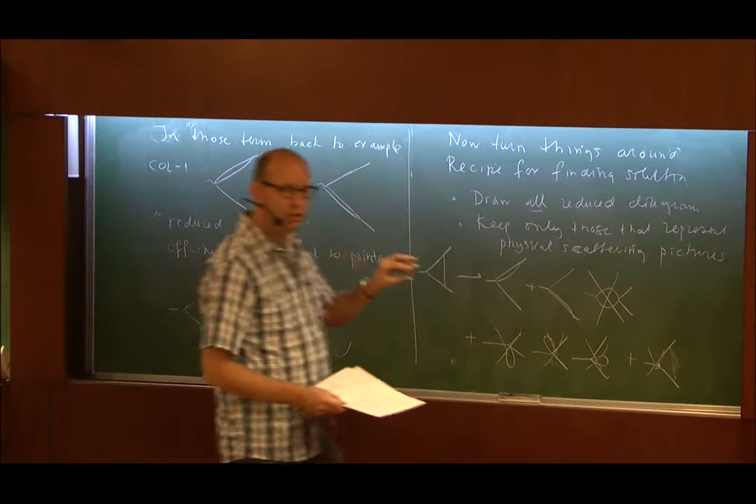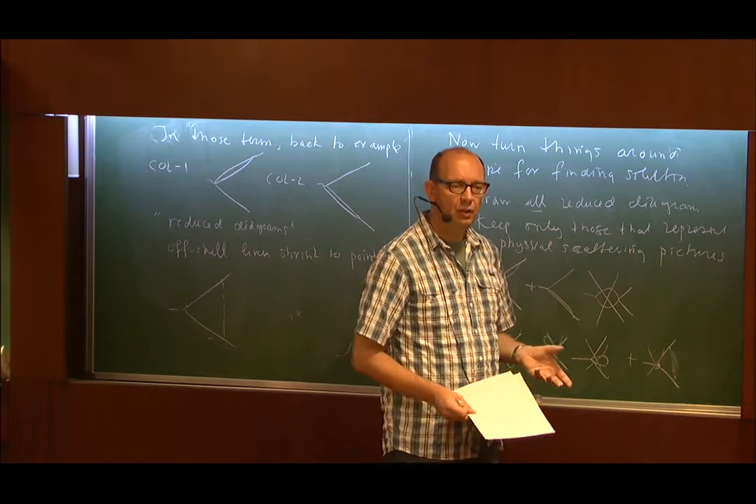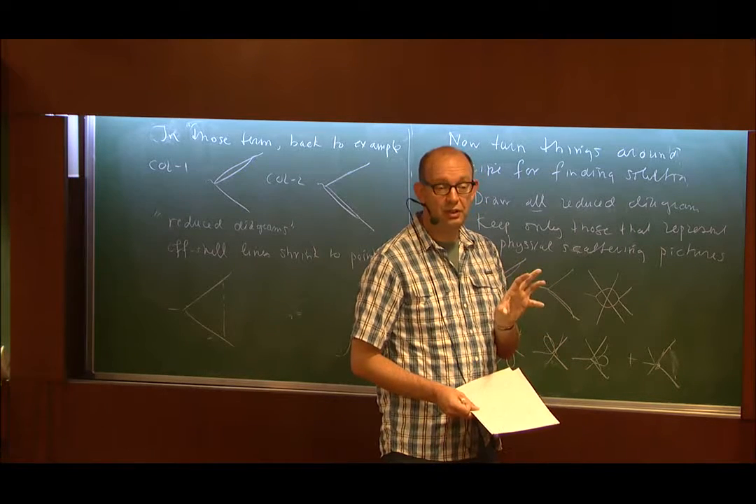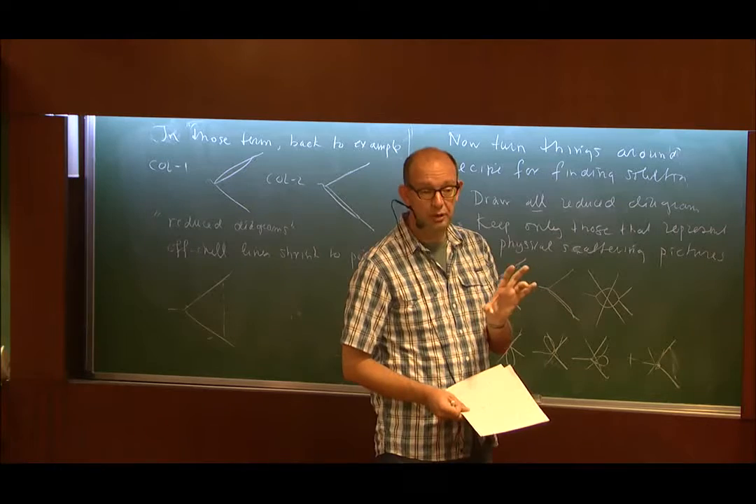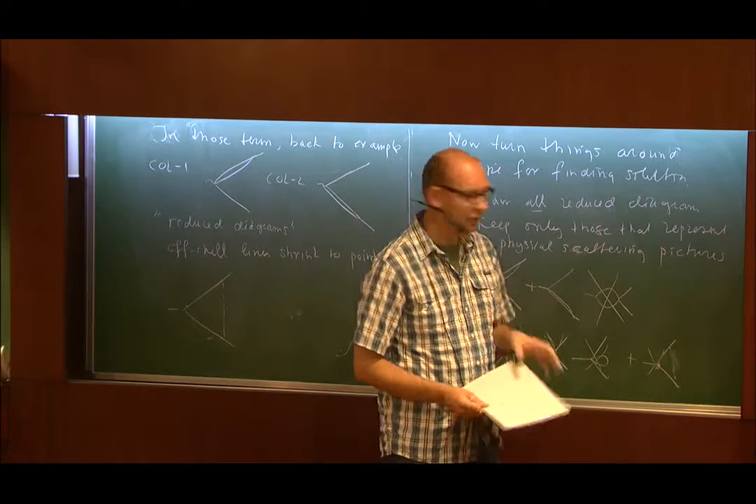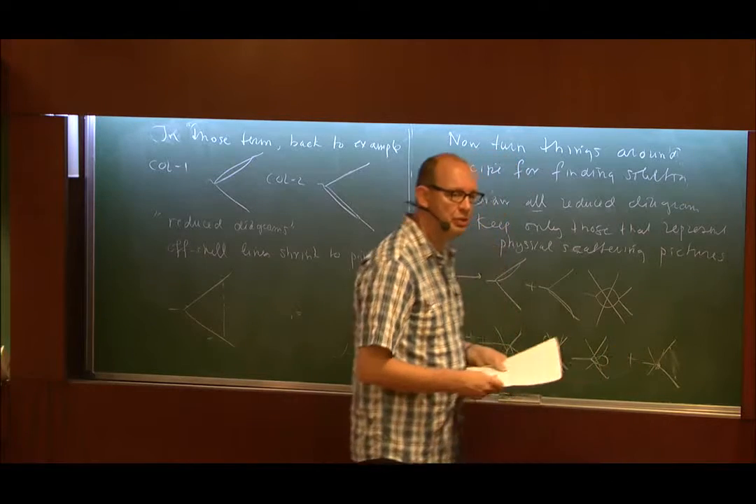That's when all three lines are shrunk to a point. That means that all the lines, so all the three alphas are 0. So all the line momenta are off shell, and you will not have an infrared divergence. This is therefore not an infrared divergence.